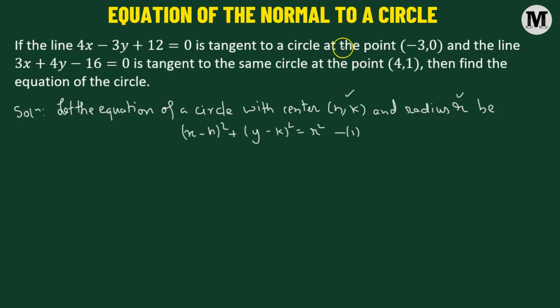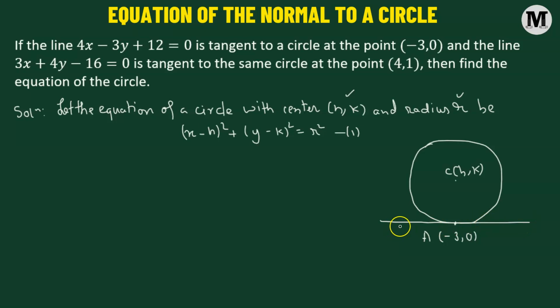Now let's try to understand what's been given to us. Let's say we have a circle here, centered at (h, k). It's given that we have a point with the coordinates (-3, 0). We're going to call this point A. We have a line whose equation is given to us, and this line is tangent to the circle at point A. Let's say the equation is 4x minus 3y plus 12 equals 0.